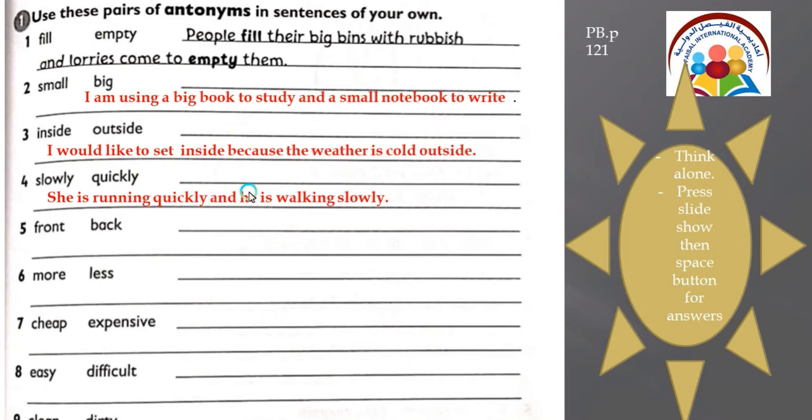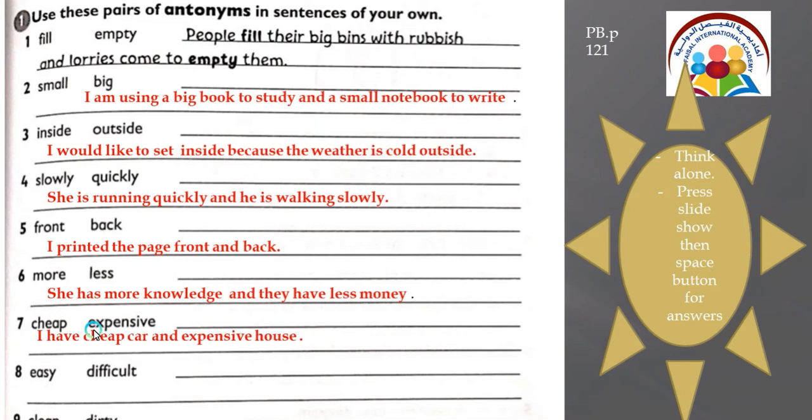She is running quickly and he is walking slowly. We have slowly and quickly. Front and back. I printed the page front and back. Number 6, more and less. She has more knowledge and they have less money. Cheap and expensive. I have a cheap car and an expensive house. Easy and difficult. I had an easy exam, but students said it was difficult. Clean and dirty. I will clean my room because it's so dirty.